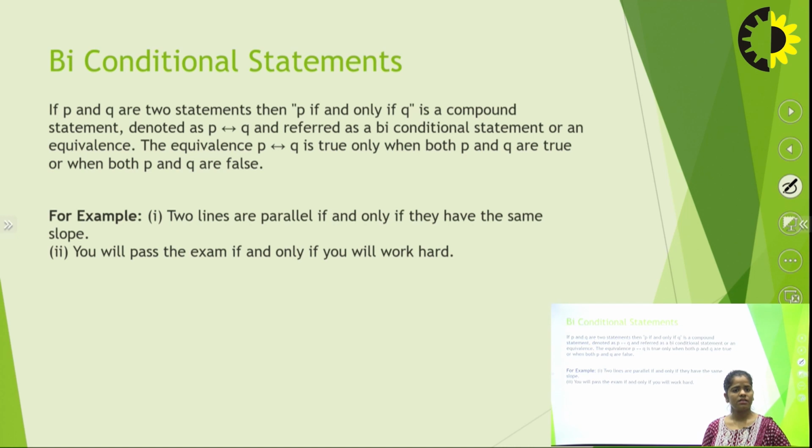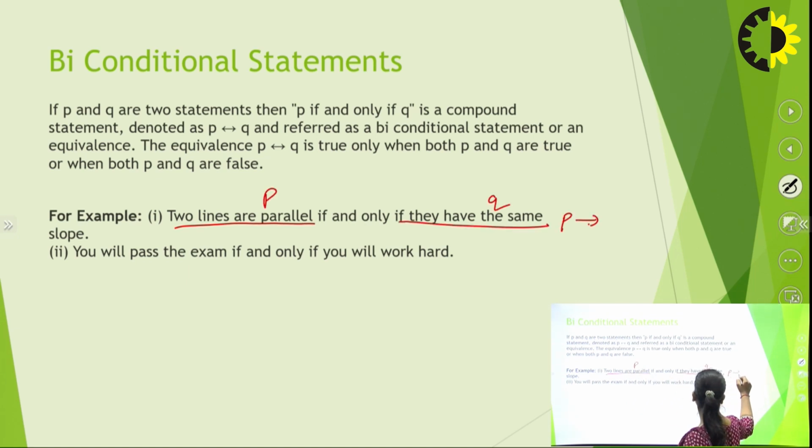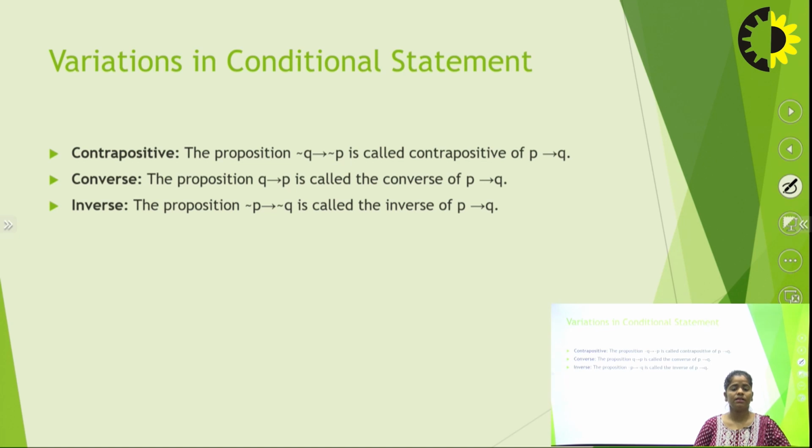Now come to the biconditional statements, which I already told you about: in case of biconditional statements, if we have both values the same as input, then the output will be true, otherwise we get false as output. For example, two lines are parallel if and only if they have the same slope. Like this is the P statement, this is the Q statement. So this is represented by P biconditional Q. You will pass the exam if and only if you work hard. These are some examples of biconditional statements.